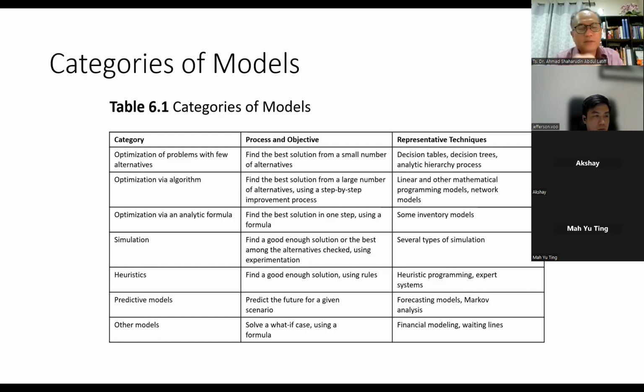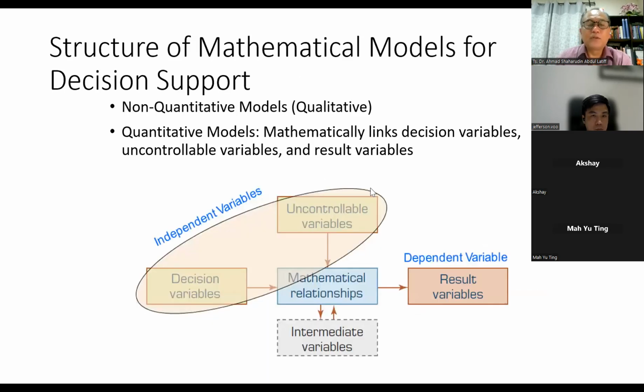Okay. Predictive model, it is a forecasting model, yeah, Markov analysis, and other models. So some such as what-if cases, financial modeling, fitting line. So these are models. When we want to look into mathematical models for decision support, there are several ways to look at it. One is a non-quantitative model, which is the qualitative model. We look at qualities, and there is also the quantitative model.